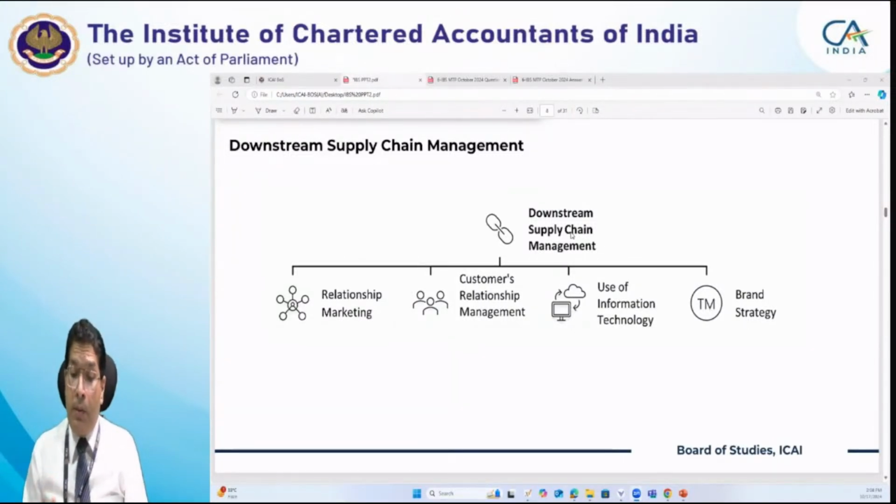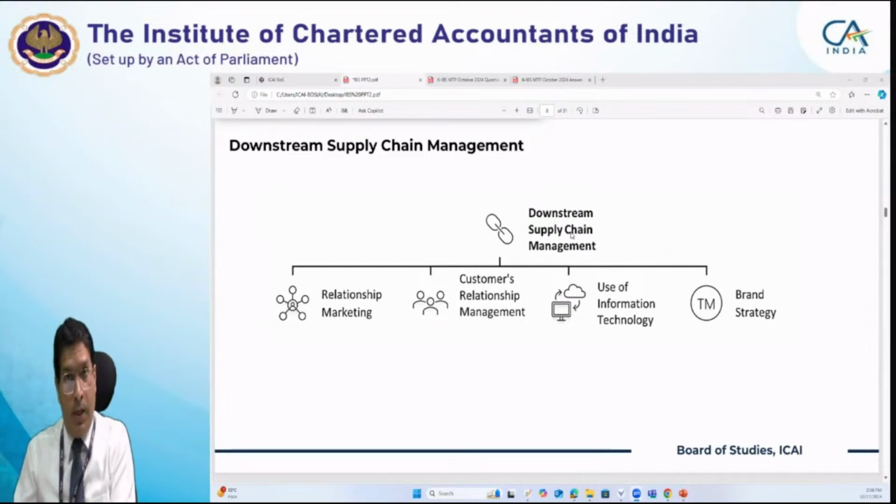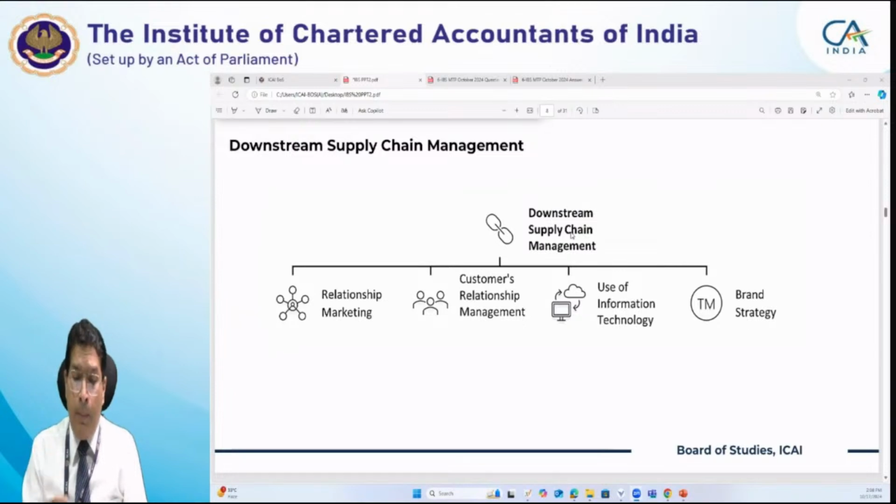Many companies now use e-business platforms to streamline sales and communicate more effectively with customers. This is from the customer side. For example, EDI helps link a company's sales system with its customers' purchasing systems, enabling faster transactions. Now, branding is also very important in supply chain management.